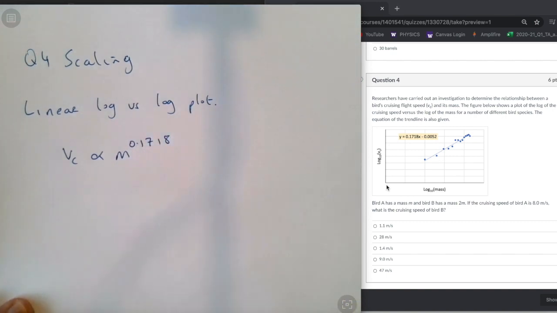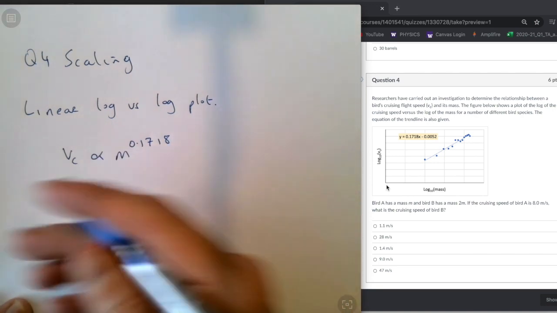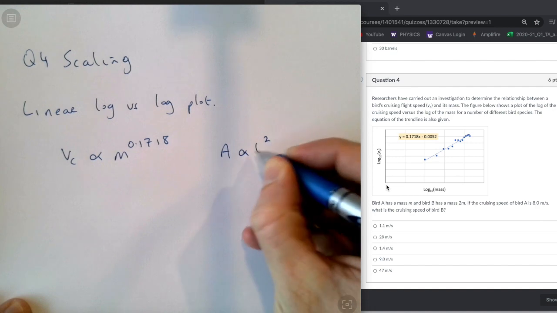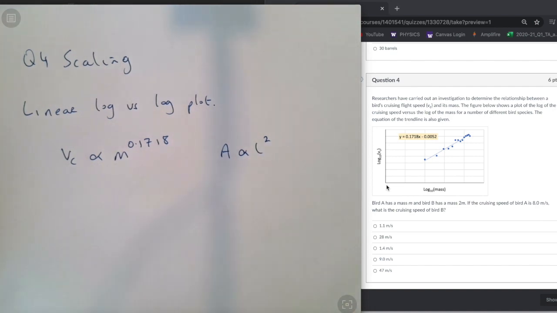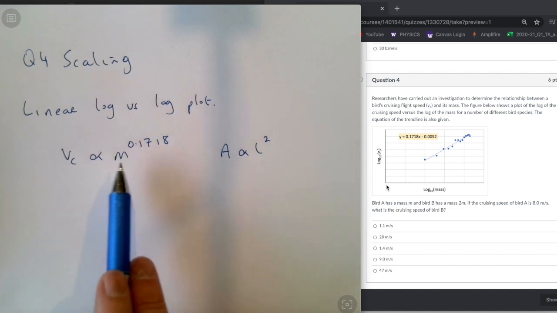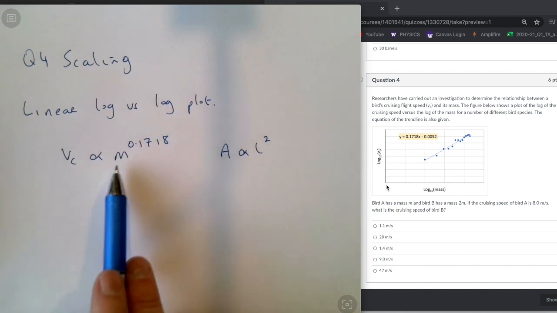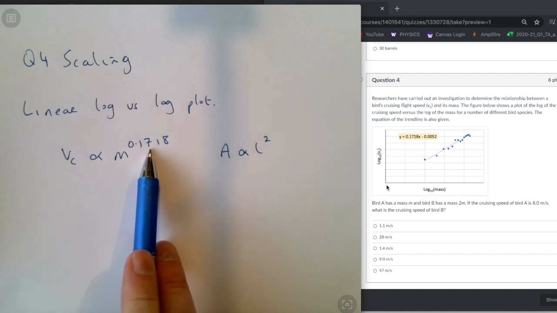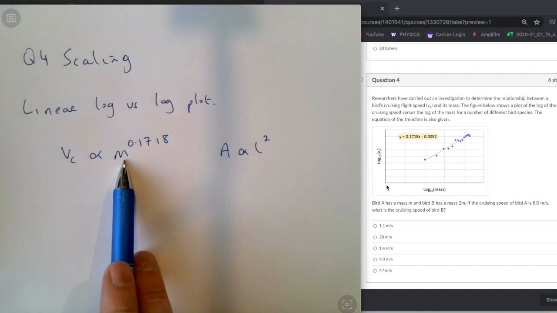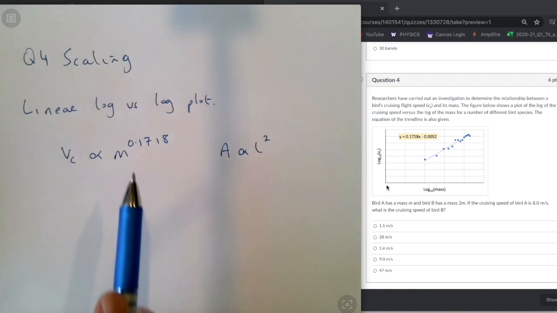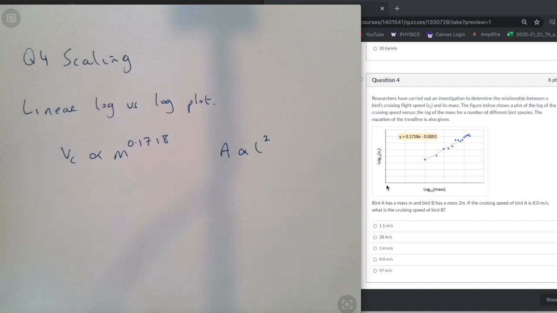It's obviously a biological context, but it's no different than saying that area scales with L squared, or area scales with R squared for a circle. So we have a scaling relationship between one quantity, the cruising speed, and the mass of the bird. It's a positive fraction, so as the mass of the bird increases, so will its cruising speed. But it's a fraction less than 1, so it won't scale that quickly.